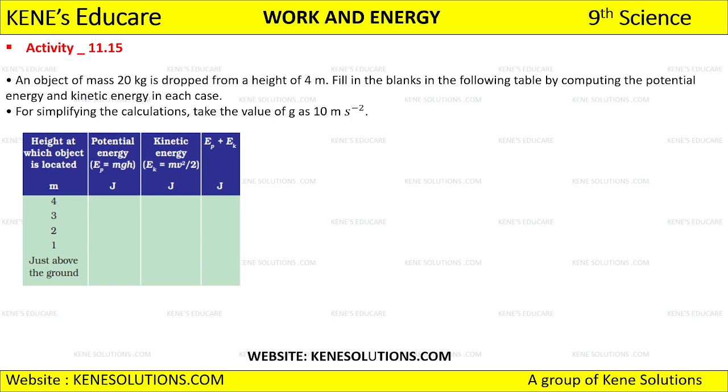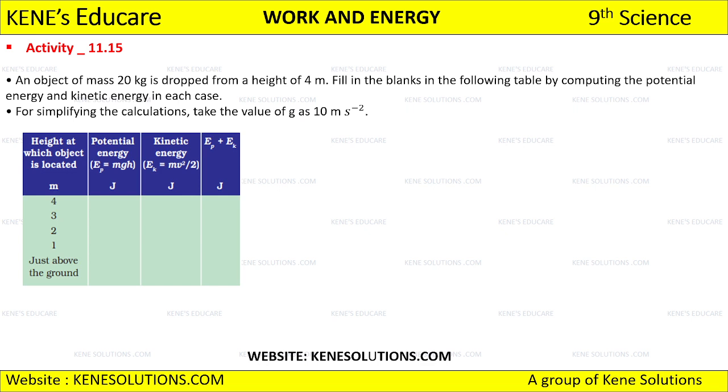So I want you all to do one. I'll be telling you how to do it, but before that I want you all to start with it. The mass of the object is 20 kg and it's dropped from height of 4. So what will you do for this? For calculating potential energy, the formula is mgh. So you need mass, you need g, and you need h. g is acceleration due to gravity, right? So mass is 20, g is 10, and then h is 4.